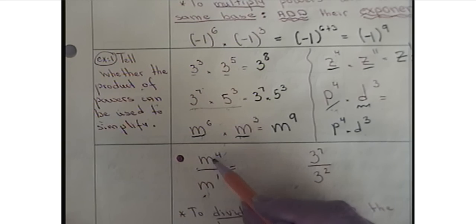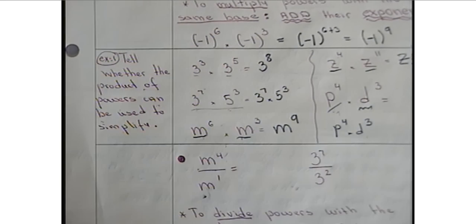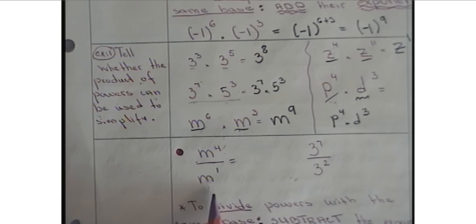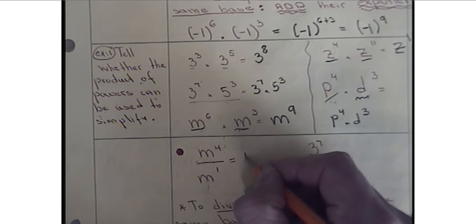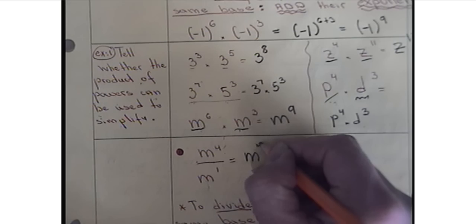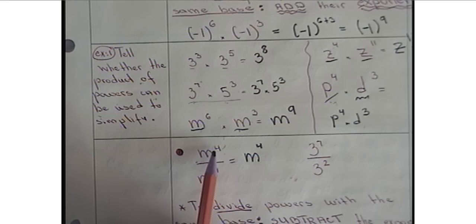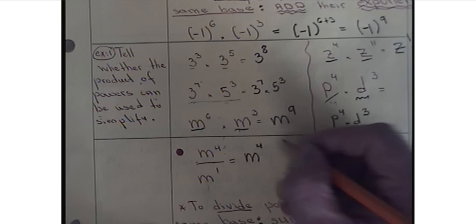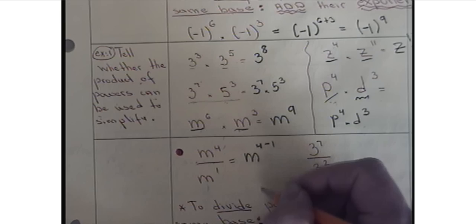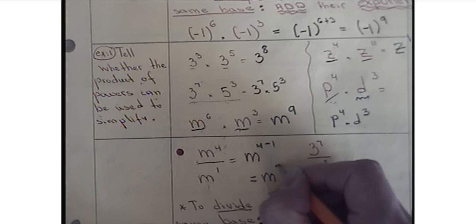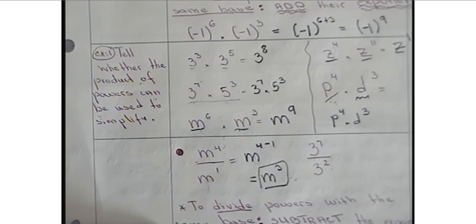So look at this again. m to the fourth divided by m to the first. It looks like a fraction. And because we have the same base, m and m, again I put m here, and then I will say 4. So we always start with the top one, 4 minus 1. So the answer here is m to the third power for this example.